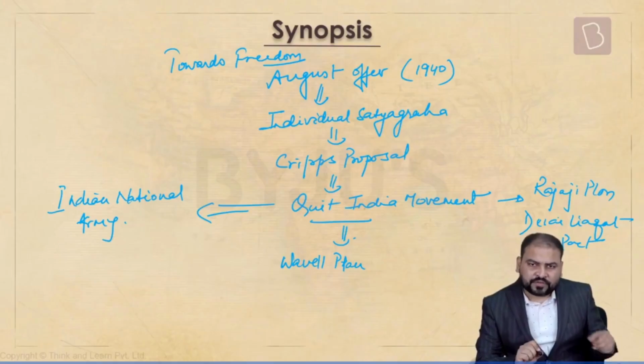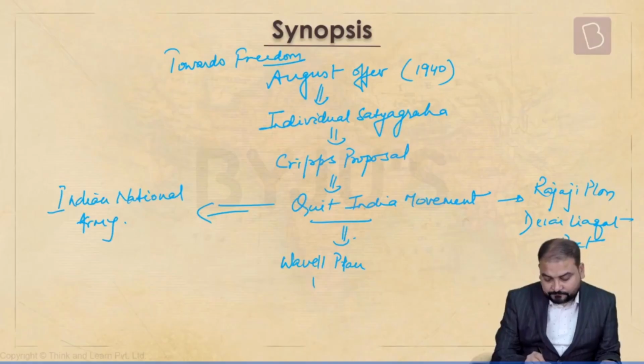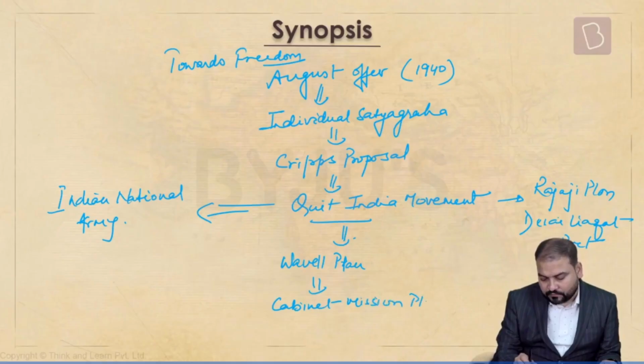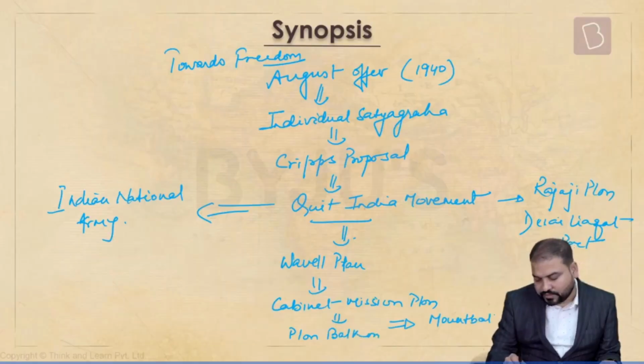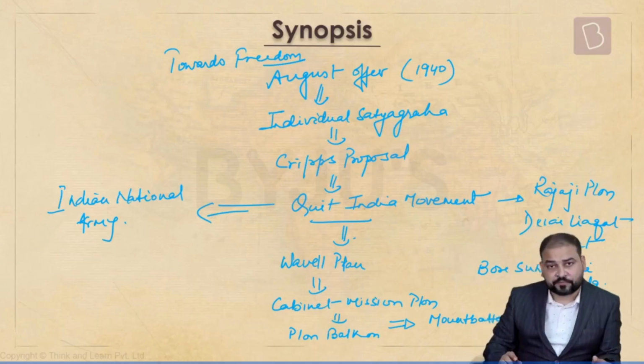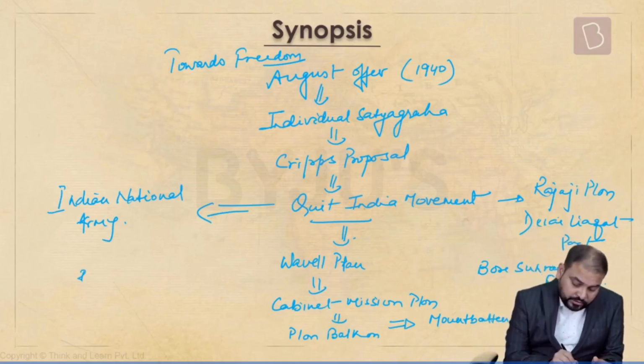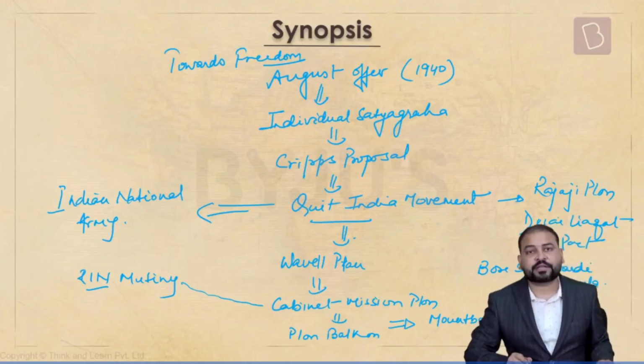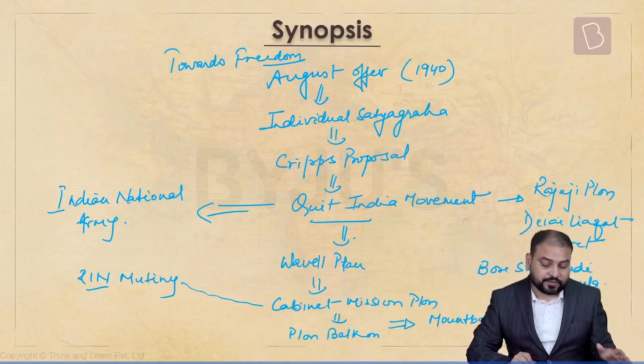And you will see, after this there will be so many other plans like the Cabinet Mission Plan, Plan Balkan, Mountbatten Plan. There will also be something called the Bose-Suhrawardi formula. All this, because now we are very close to our independence, too many things are happening. We shall even see one mutiny. Our navy also will mutiny at this point of time, just around the Cabinet Mission Plan time. All these events will be happening very quickly.